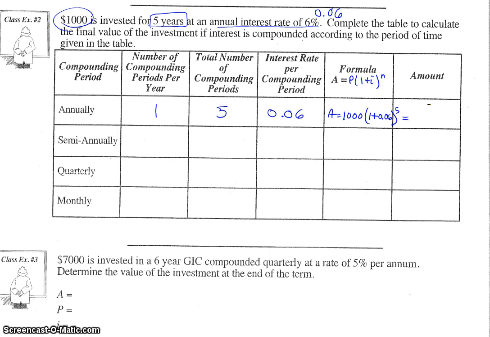If you want to grab your calculator and do that as well, and I'll do it, and we'll see if we get the same number. Okay, so we should have gotten $1,338.26. We round it to the nearest hundredth here because we're dealing with dollars and cents.